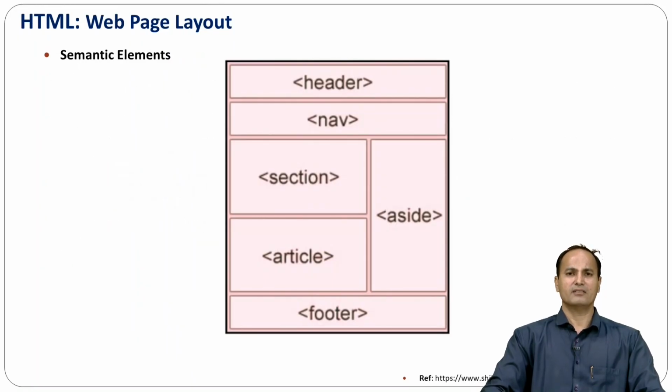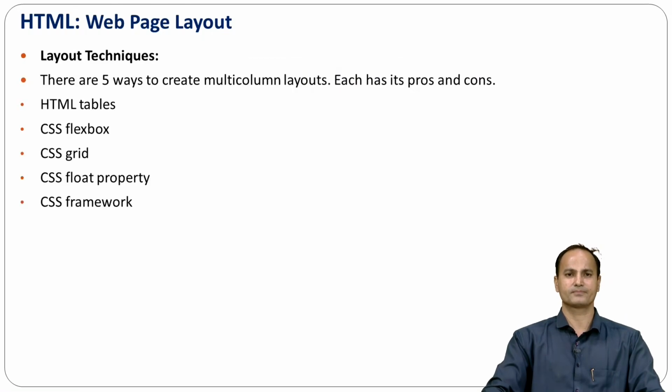Now let's have a look at what the semantic elements are. As you can see in the image, at the top there is a header, then after that we can use the navigation tag, then section is there, then article is there, then aside is there, and footer is there. So these are the semantic elements that we should use for our web page designing, for a proper web page layout.